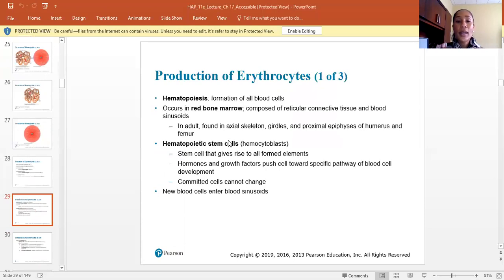So hematopoiesis is going to be the process where we form all blood cells, red blood cells, white blood cells, and platelets. This is going to occur in our red bone marrow, and it's composed of reticular connective tissue and blood sinusoids. So in adults, the red bone marrow is found in the axial skeleton, our girdles, and also in our humerus and our femur. The hematopoietic stem cells, we call those hemocytoblasts. They are the stem cells that are going to be the origin of our formed elements. And hormones and growth factors are going to work together to push the cell toward a specific pathway to determine if it's going to be a red blood cell, a white blood cell, or the formation of a platelet.